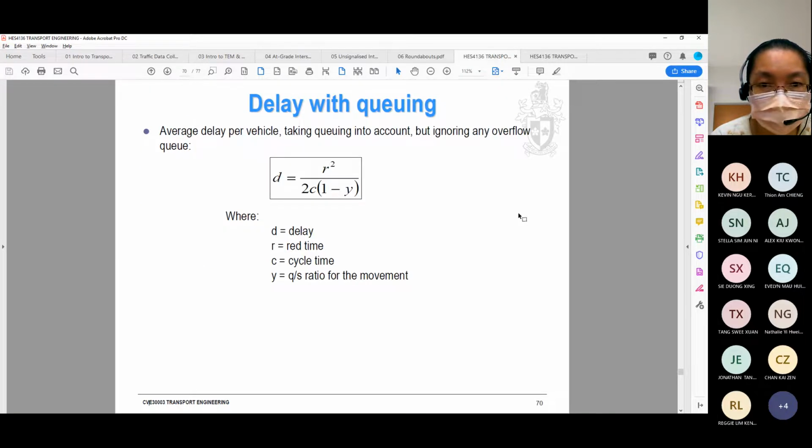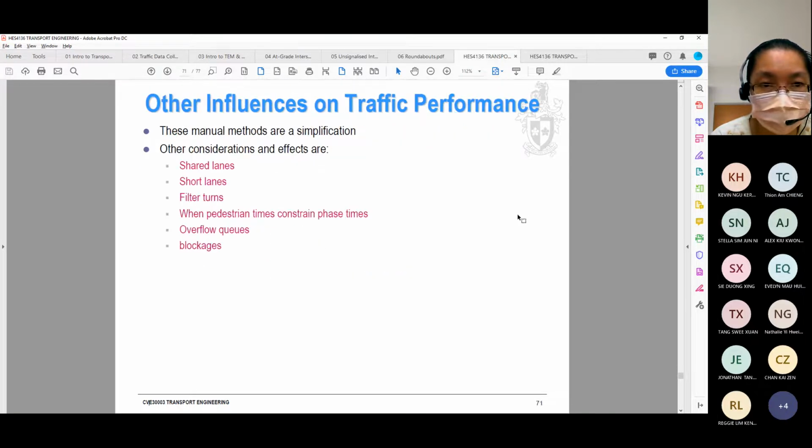Delay has two types, with queuing and without queuing. With queuing is for vehicles, because they have to be positioned one after another in a queue. Without queuing is for pedestrians. We don't queue. We just stand where we like.